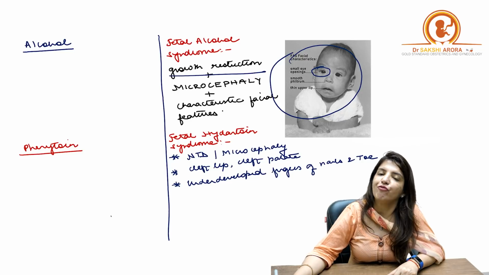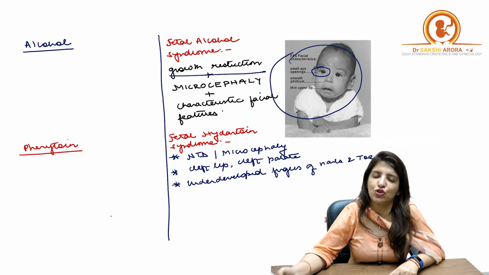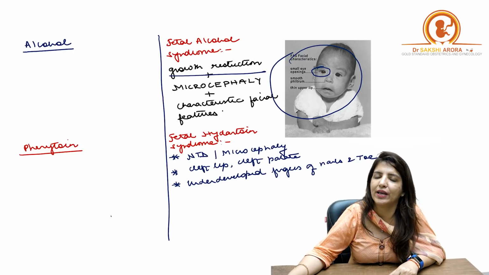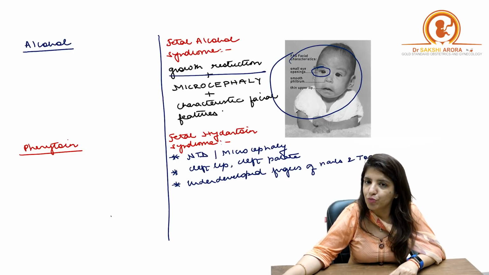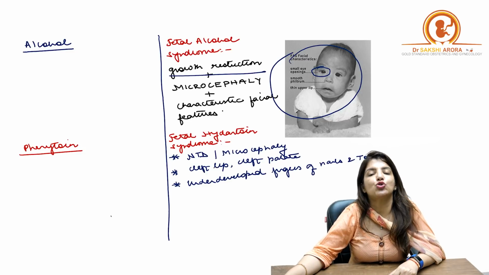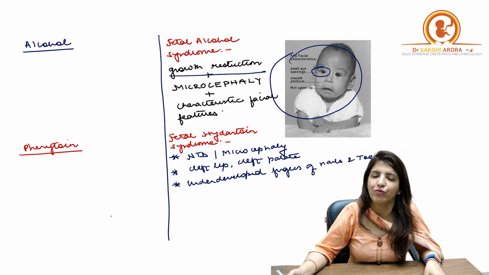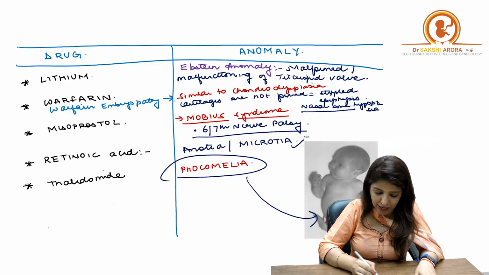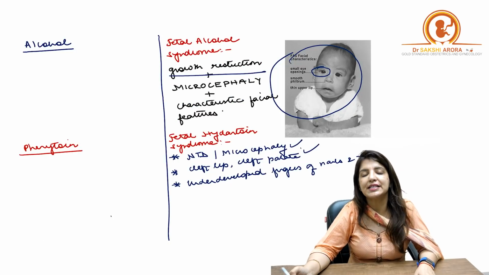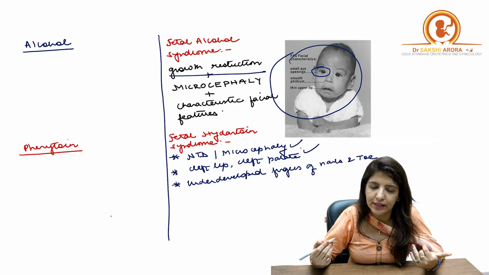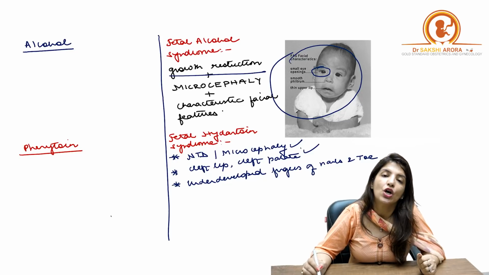Then phenytoin. If phenytoin or any anti-epileptic drugs, for example valproic acid, are taken in the first trimester of pregnancy, and specifically I'm talking about valproic acid and phenytoin, then it leads to neural tube defects in the baby. Phenytoin leads to fetal hydantoin syndrome, and in fetal hydantoin syndrome you can have neural tube defect or microcephaly. Apart from that, there will be cleft lip, cleft palate, and underdeveloped nails of the fingers and toes, right?